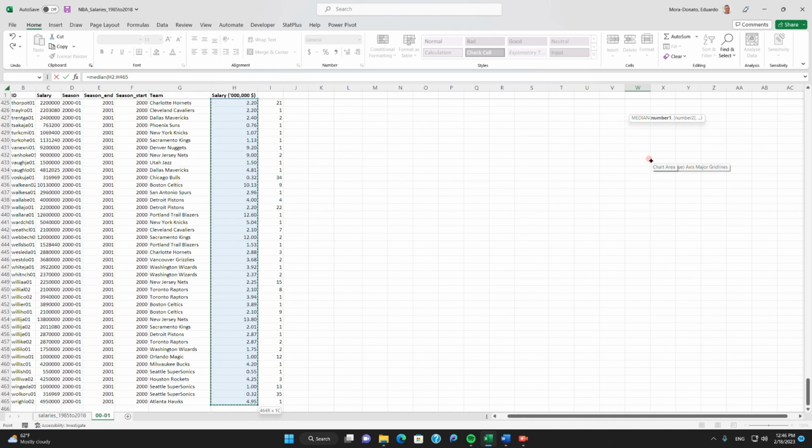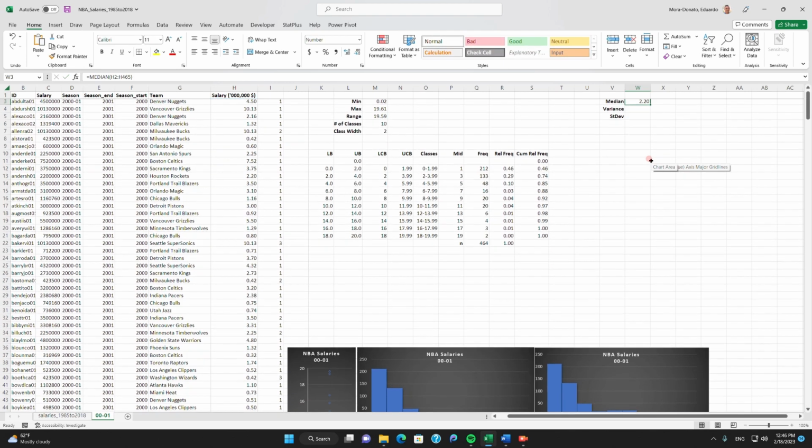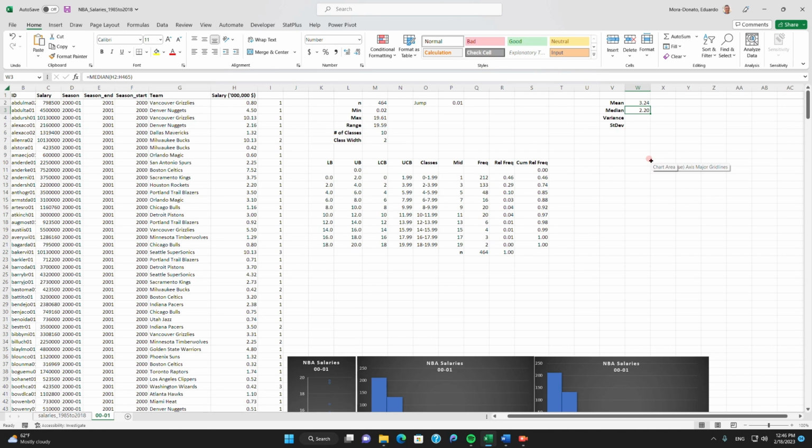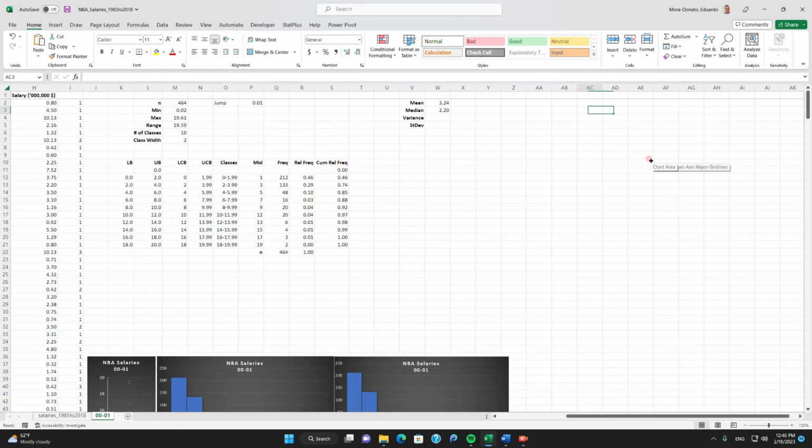Okay, so the median now is 2,200,000. So you see the difference between the mean and the median is actually pretty big, right? It's 1 million. Now let's do the mode here.